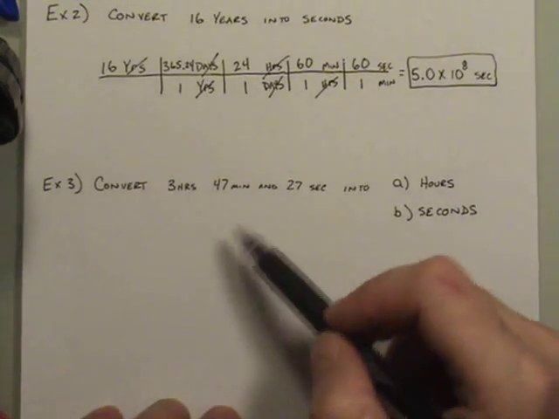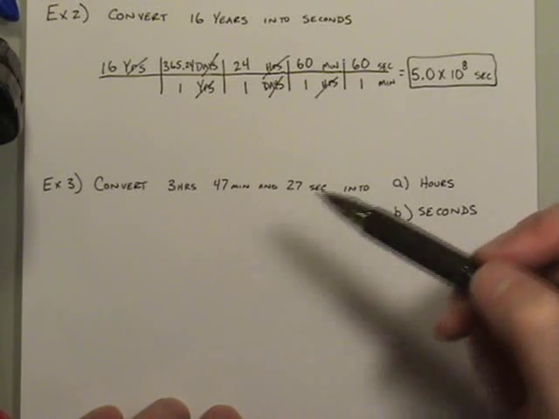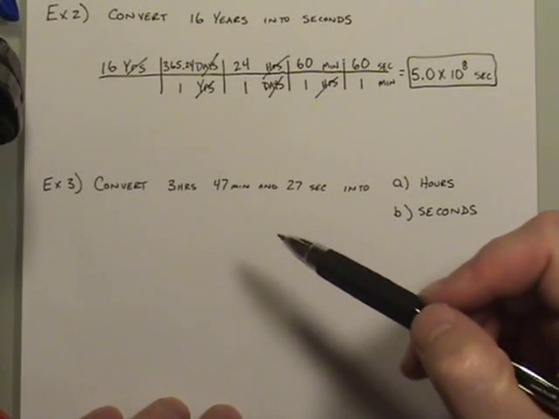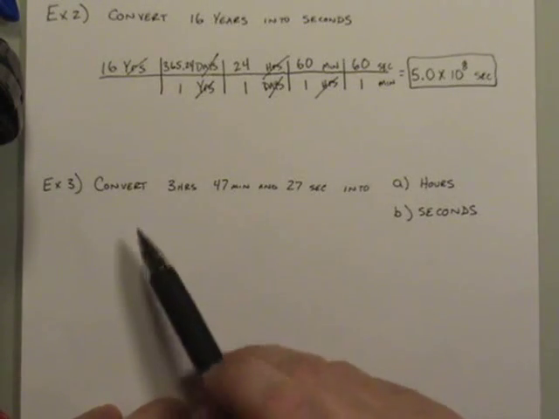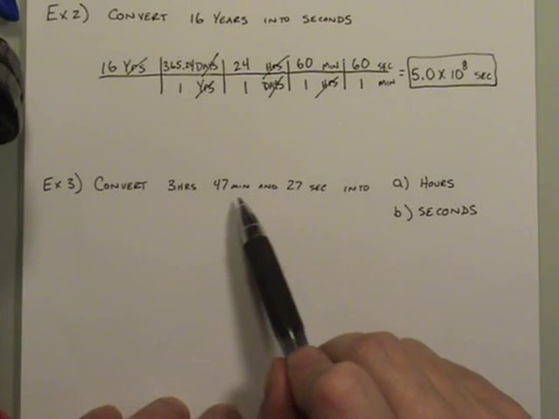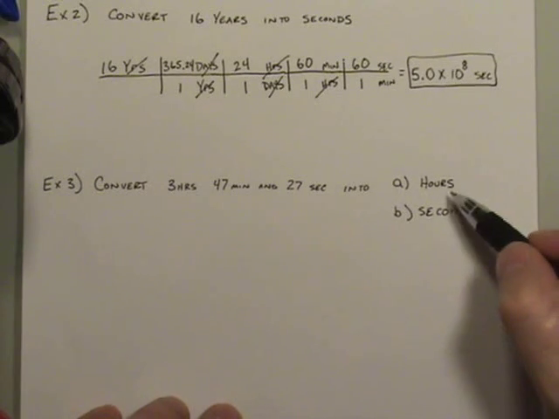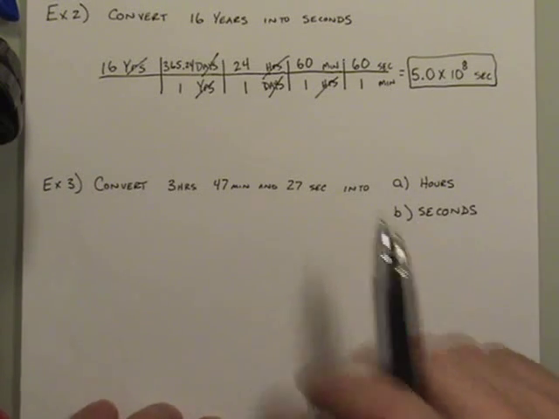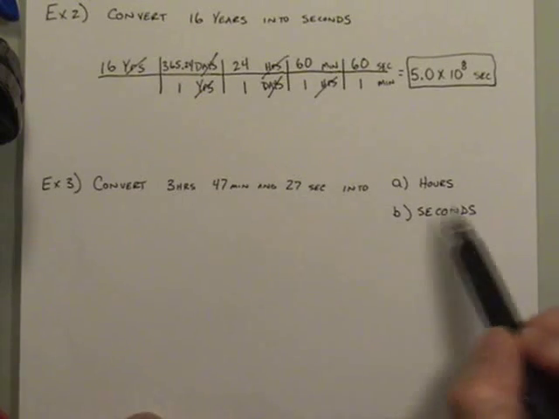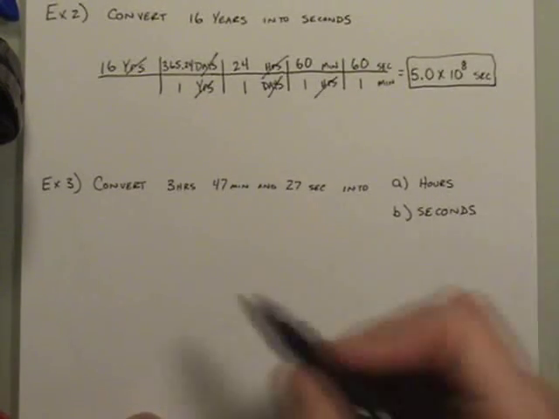However, if you're going to do math, if you want to, for example, find a velocity or do any kind of calculation with that, you really can't have mixed units. So this time we're going to convert this 3 hours, 47 minutes, and 27 seconds into hours in one calculation, and then we'll do a separate calculation where we'll turn that into seconds. Now obviously the 3 hours is already in hours, so there's no problem there.